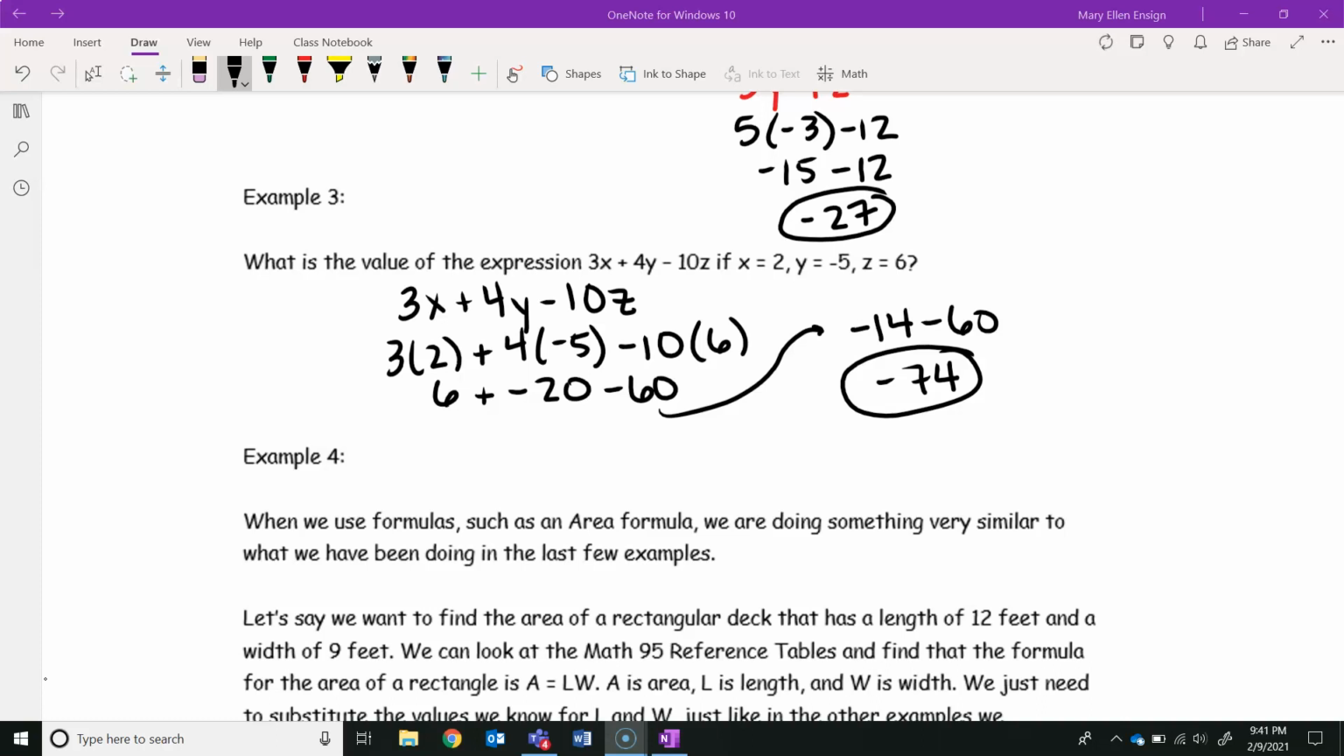Okay, so this one, same idea. We have 3 variables here, x, y, and z. We need to make sure we're just plugging into the right one. That's probably one of the challenges here, just making sure we have the right number in for the right variable.